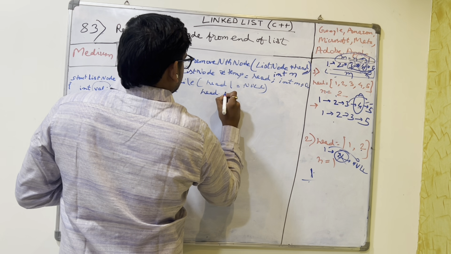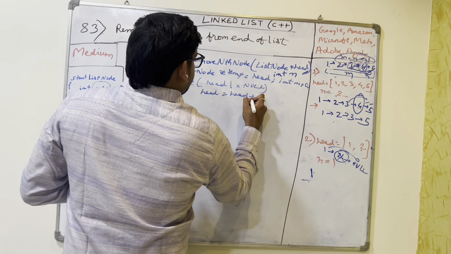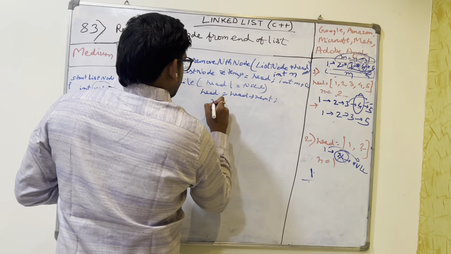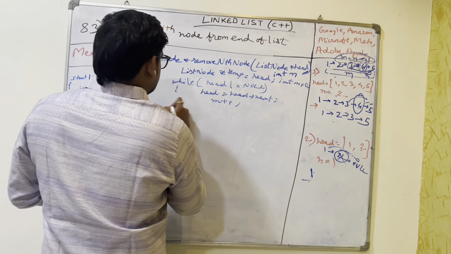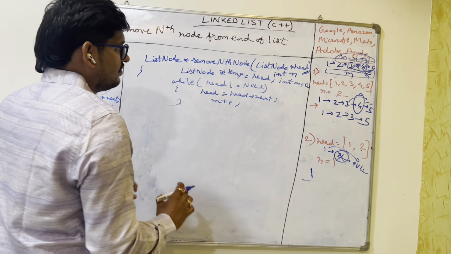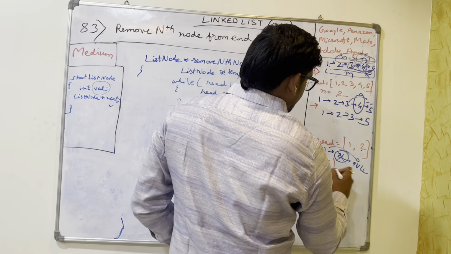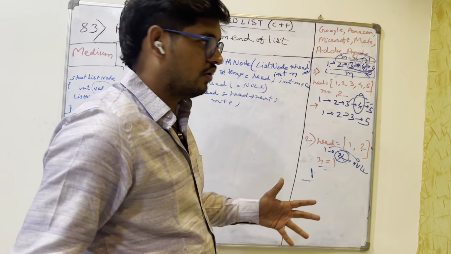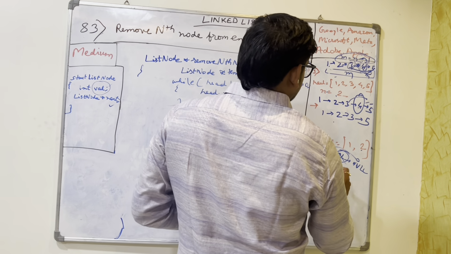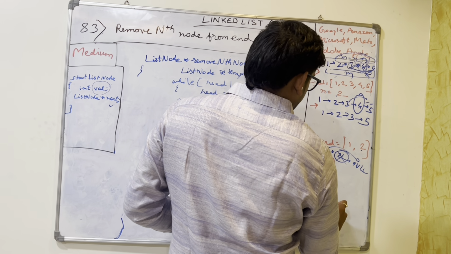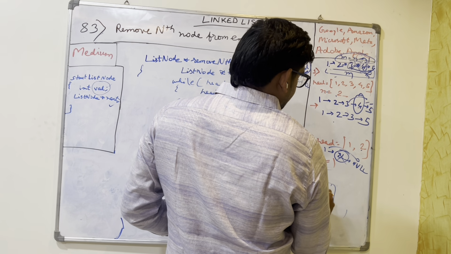This is the way we find the length, you know it. n plus plus, we got the length. Also, it's given that the value of n will always be greater than or equal to 1. So if there is only one element in the linked list and n would be 1, we have to remove this.